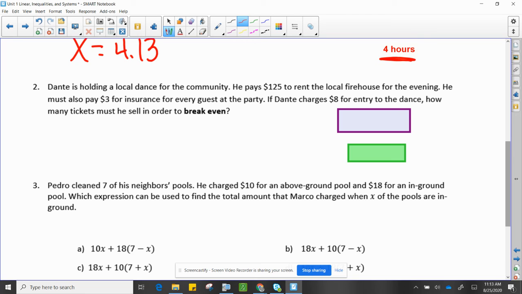Okay. Number 2, Dante is holding a local dance for the community. He pays $125 to rent the local firehouse for the evening. Remember, that's a one-time expense. He must also pay $3 for insurance for every guest at the party. If Dante charges $8 for entry to the dance, how many tickets must he sell to break even? So I want you to think about what it means to break even. Okay, so go ahead and try this problem. See if you can write the equation.